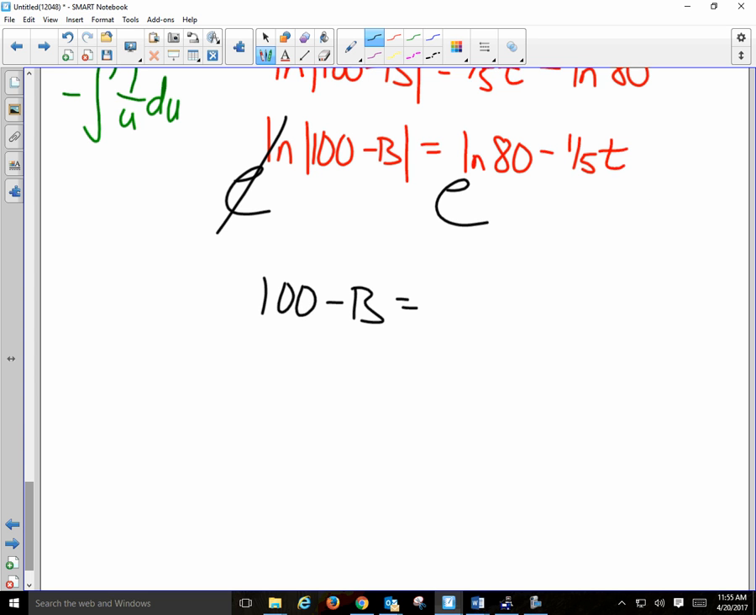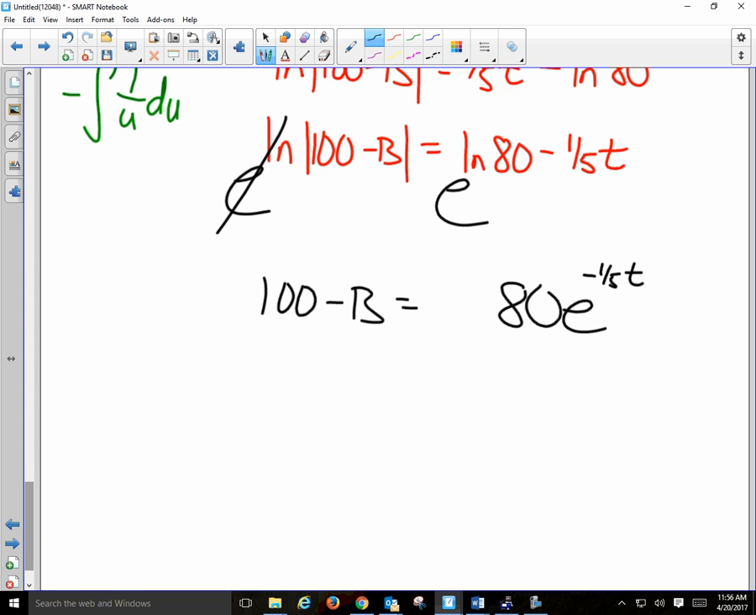Yep, so we're going to rewrite this. You have a couple ways that you can rewrite it. I'm going to write it as e to the natural log of 80 and then times e to the negative 1/5t. Now, some people put it as divided by e to the 1/5t. Either way is fine. So what is e to the natural log of 80? 80. So you can see that you end up with a coefficient of 80 in front of this.